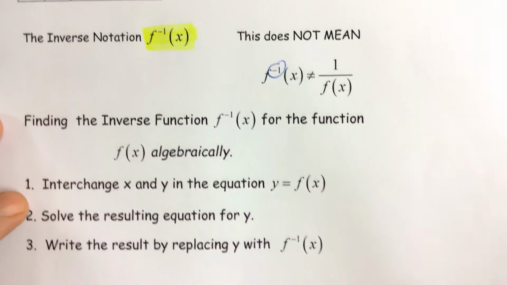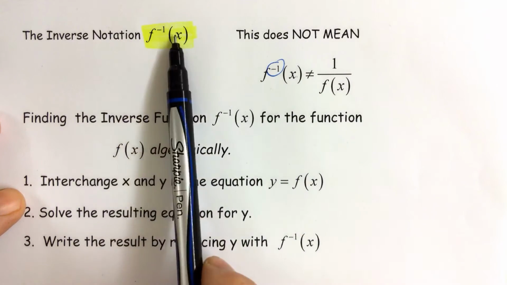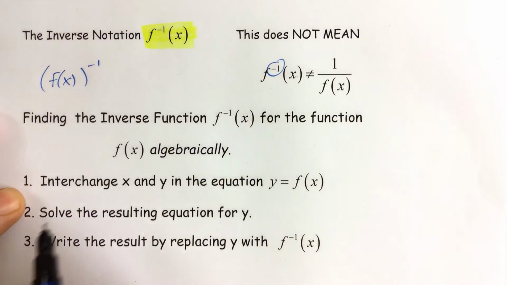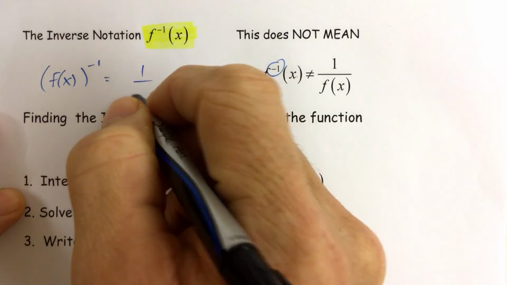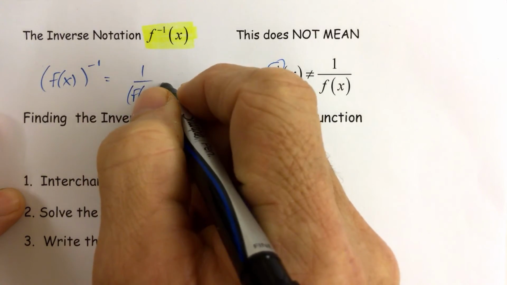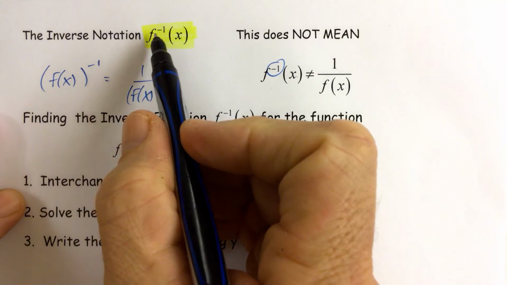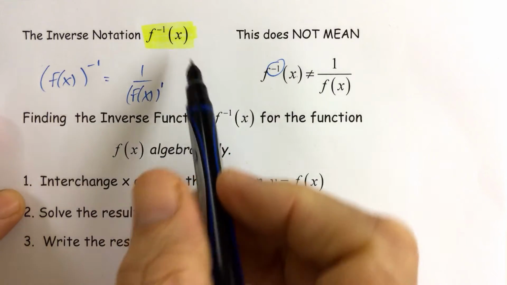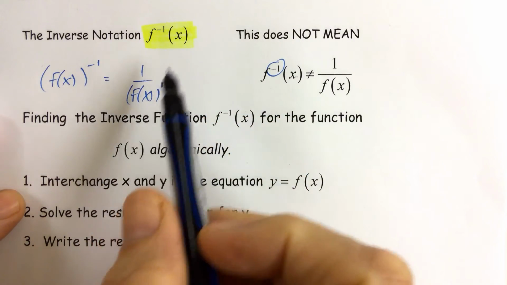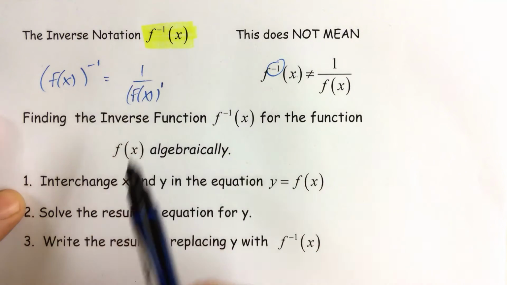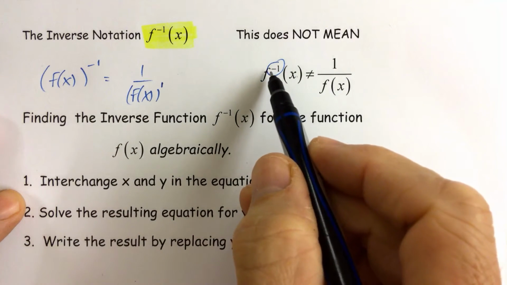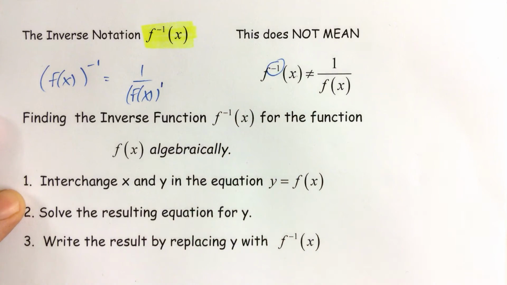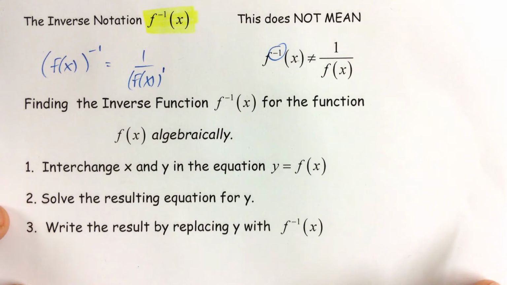Well, there's notation associated with this, and I don't want you to think about this as f of x to the -1, because f of x to the -1 is 1 over f of x to the first power. But this is a notation where it looks like the -1 is the exponent of the f, but this is not an exponent. It really just means the inverse of f of x. That's just the notation that we use. And again, f inverse of x, or the inverse of f of x, does not mean 1 over f of x.